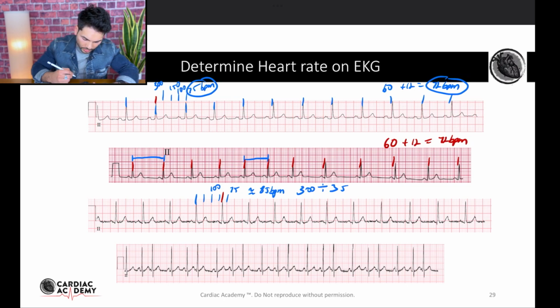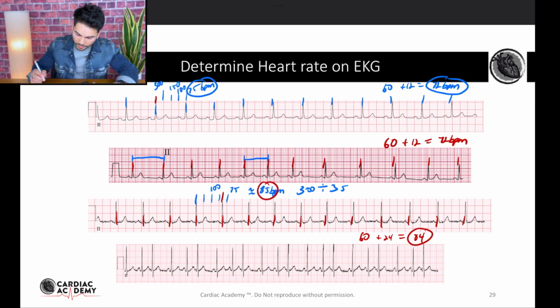Now let's use the second method. Very good. Let's count. 1, 2, 3, 4, 5, 6, 7, 8, 9, 10. That's 60. 1, 2, 3, 4. That's 24. Plus 24 equals 84. So pretty close. Very good.